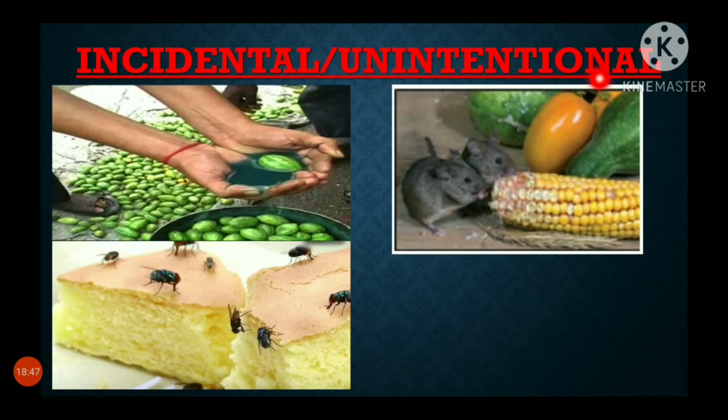Incidentally or unintentional. You can see here. Incidental means maybe due to floods, the crops are being washed away, so that bad water is added to the food. Rats will be biting the food without knowing we are having it. Flies on the sweets, flies on the food. What happens to us? If you see all this, it is like unintentional. No one is involved here, but it is happening accidentally.